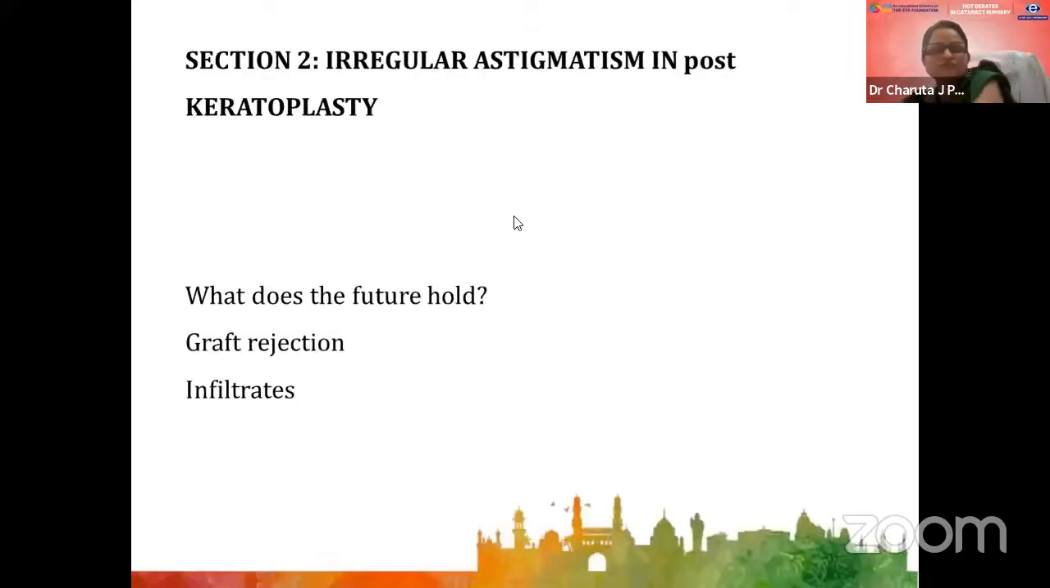Coming back to case 1, these are the questions that were asked to me, and which I obviously didn't have an answer for, from the relatives of the first patient. Will the graft reject? What will happen if the graft rejects? What will happen if there is another infection? And this is in post-keratoplasty patients.